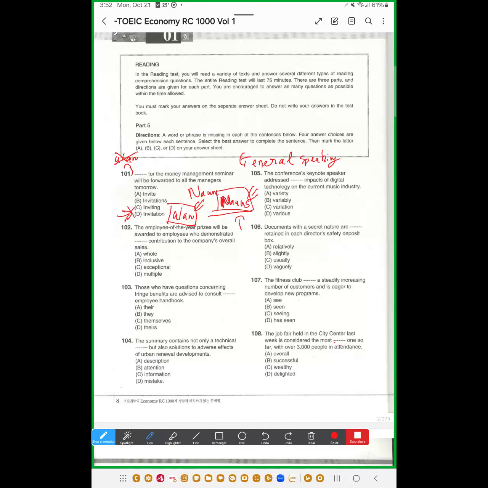And the second explanation for you to use a noun with S in English is that you want to talk about something in general. You want to write about something in general. That is the reason why whenever we write an essay, whenever we speak, we always use plural. So here, that is why we choose invitations.